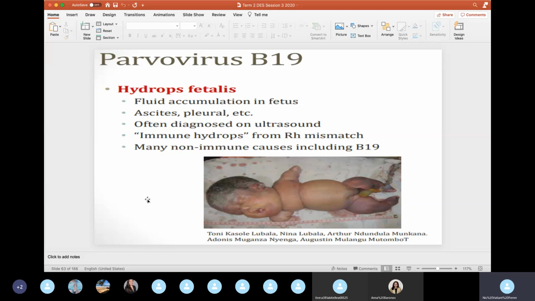Okay, Rh negative mother, Rh positive fetus. First pregnancy. This is the first pregnancy. Can the baby develop hydrops fetalis? Yes or no? No. Why? Because the mother didn't develop the antibody. Excellent. Now, second pregnancy of the same mother. Can it develop hydrops fetalis? Yes, right? So what are you going to give to the mother?